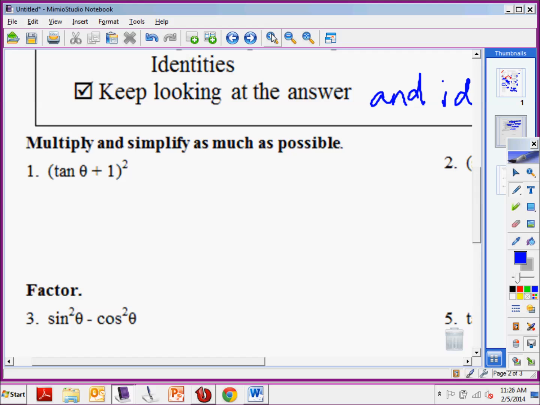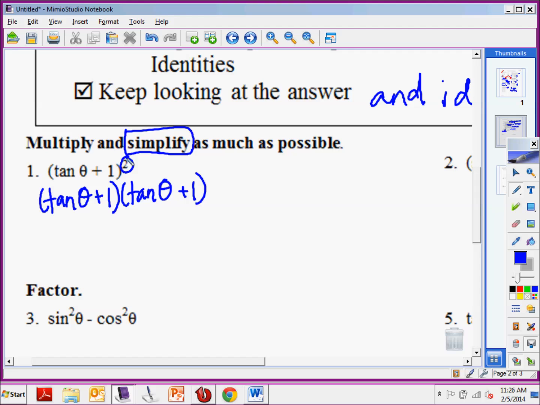What does this problem want me to do? Okay, it wants me to multiply it and simplify, right? So when it wants me to simplify, that means I'm going to skip on down to the algebra aspect of it. What is it telling me to do algebraically? It says I have 2 of them, not times 2. It's telling me that I have 2 of them. Tan theta plus 1. This little square tells me that I have 2 of them.